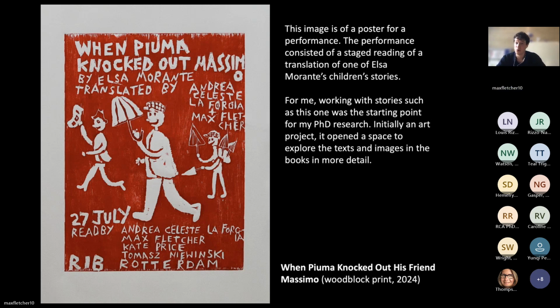So this text, When Puma Knocked Out Massimo, first appeared in Elsa Morante's children's book collection, Le straordinarie avventure di Caterina, which was a collection of short stories, some of which were published in the 1930s in children's journals. The first book edition was published in 1942 before being expanded and republished in 1959.